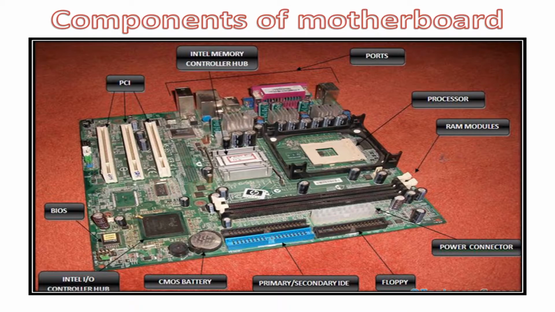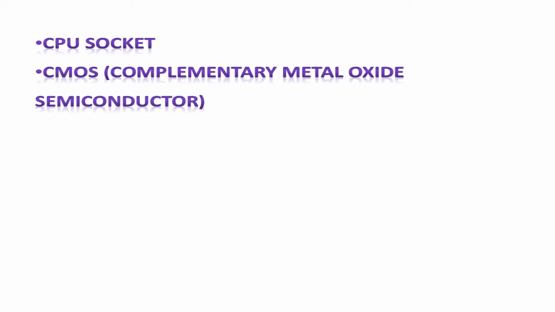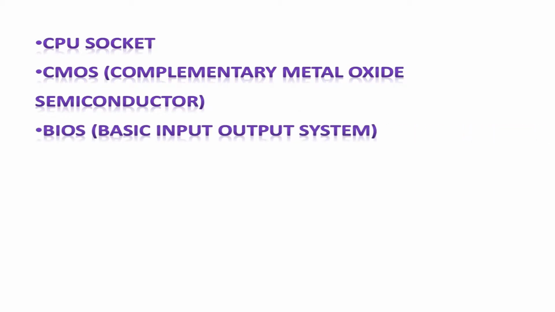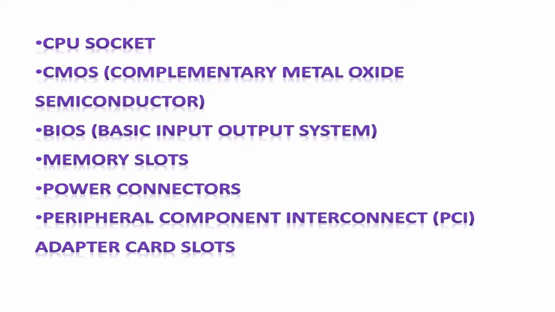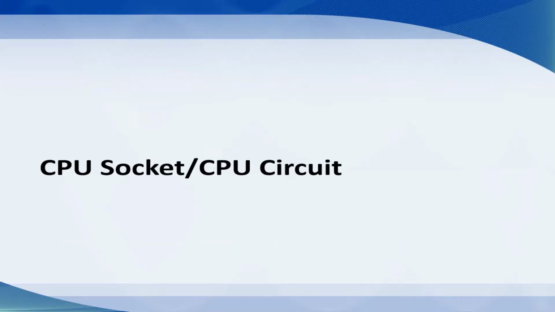Now, we will discuss the components of the computer system. We have CPU socket, complementary metal oxide semiconductor or CMOS, basic input-output system or BIOS, memory slots, power connectors, peripheral component interconnect or PCI adapter card slots, and many more. We will begin with the first component, that is CPU socket or processor socket.